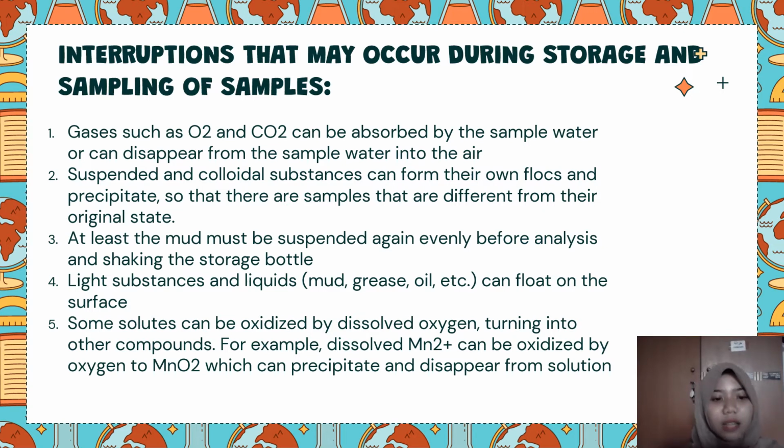And then, light substances and liquids such as mud, grease, oil, etc., can float on the surface. And then, some solutes can be oxidized by dissolved oxygen, turning into other compounds. For example, dissolved Mn2+ can be oxidized by oxygen to MnO2, which can precipitate and disappear from solution.